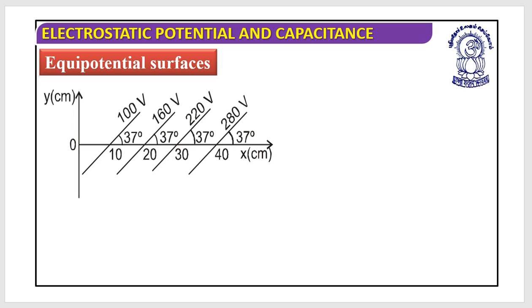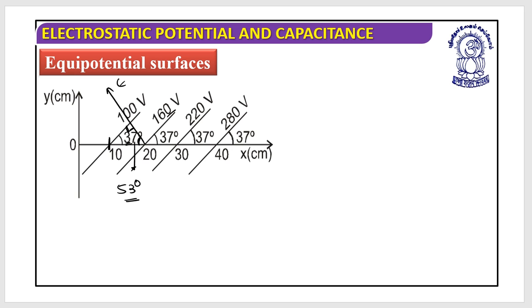So let's calculate this. Look at this. This is 160, this is 100. So this should be the direction of electric field. This should be 90 degrees. This is 37, so if this is 90, this angle should be 53 degrees.